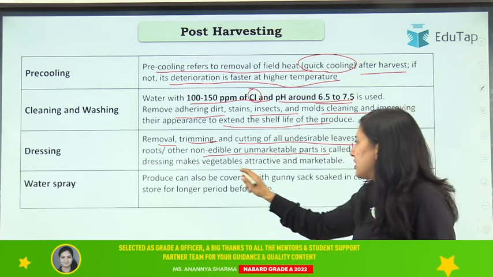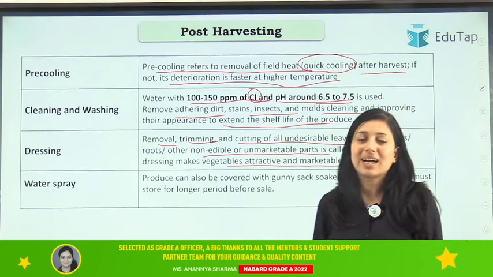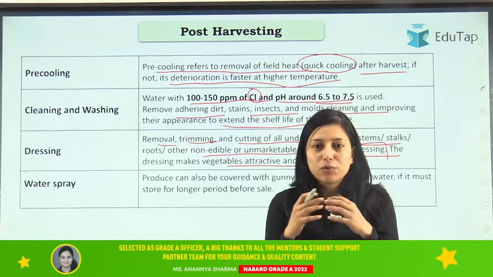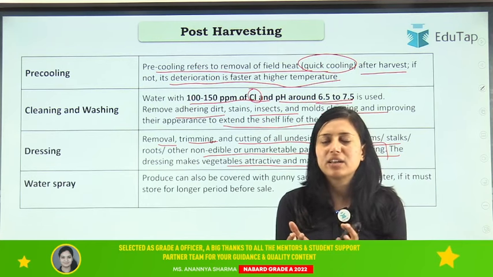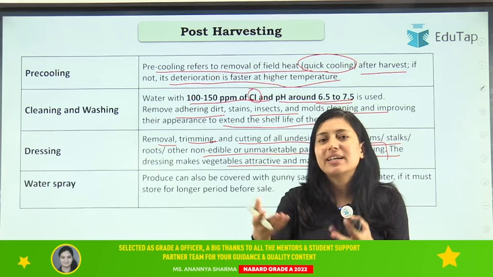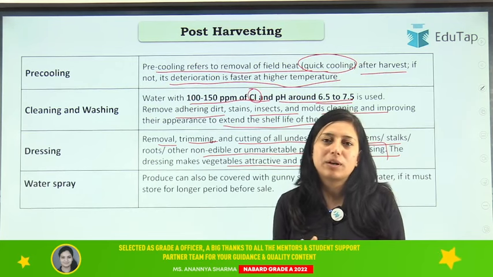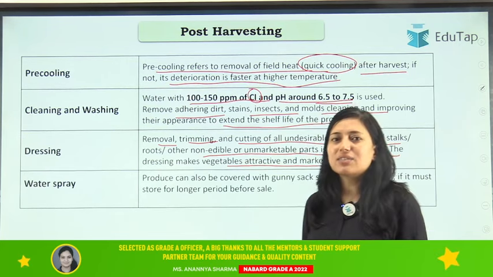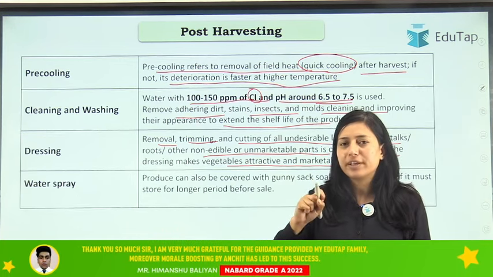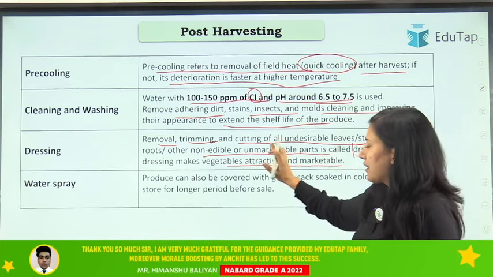Dressing makes vegetables attractive and marketable. The ultimate goal is just to sell the produce, right? So if we go for dressing of any fruit or any agricultural produce, it makes it more attractive and more appealing to the customers. A customer will buy your produce if he finds that it looks good in quality, right? So that is your dressing.